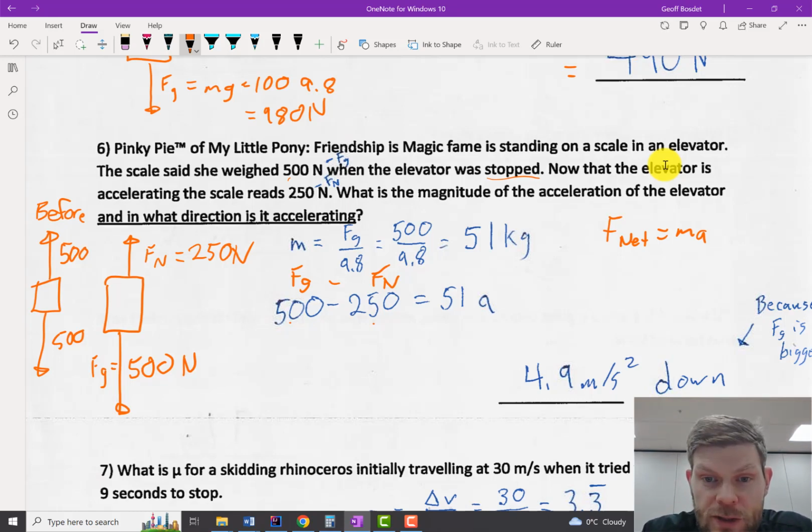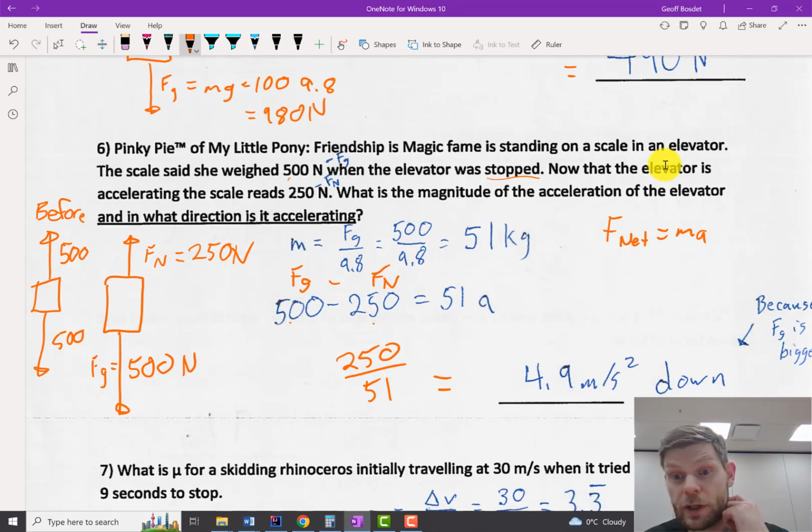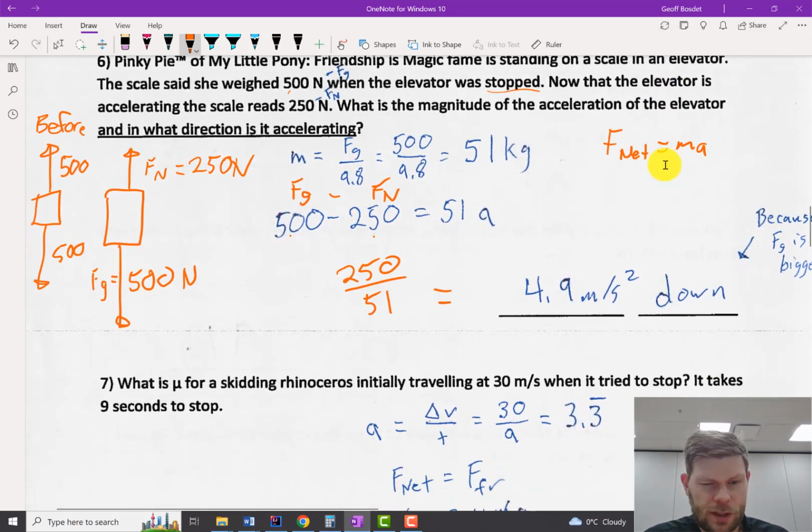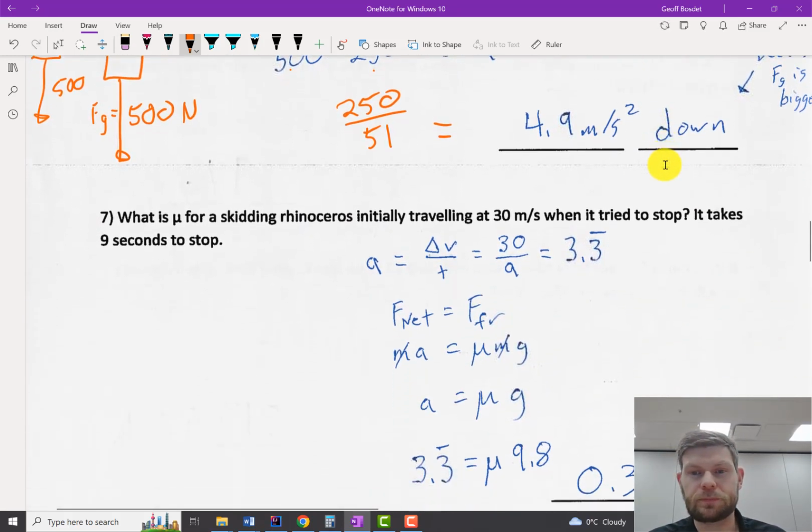We had to find our m in this case, but we knew what force of gravity was, and m just equals your force of gravity divided by 9.8, and so we found out it was 51 kilograms, and so when we do 250 divided by 51, we get 4.9 meters per second squared. And again, down because our bigger force is down. All right, next one, another tricky one.